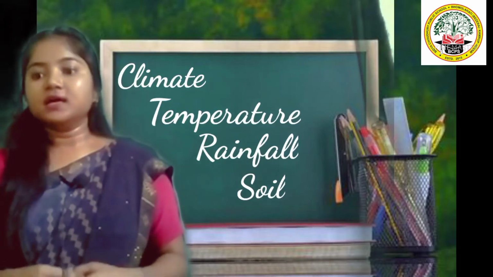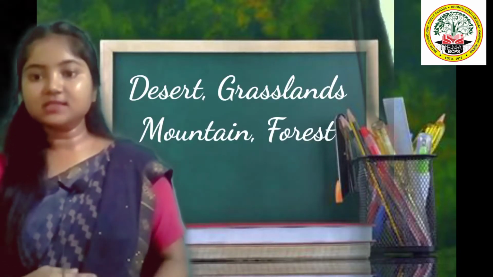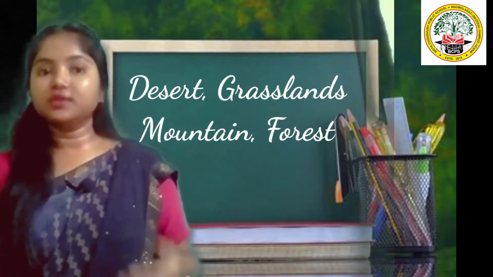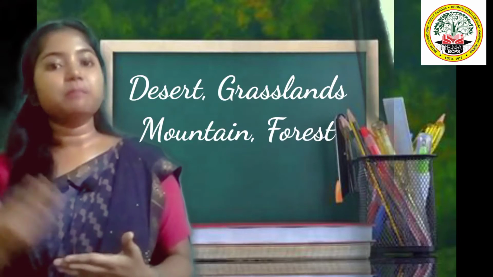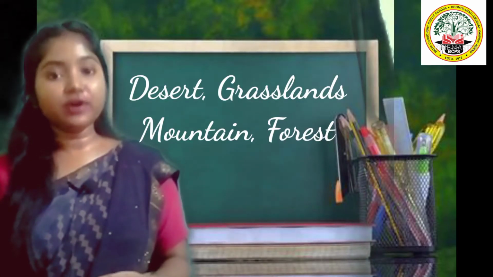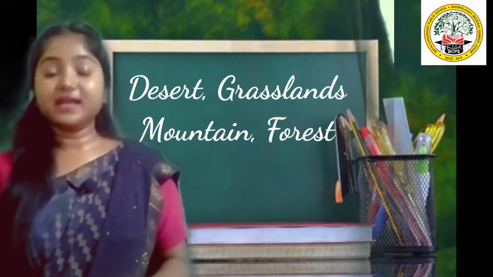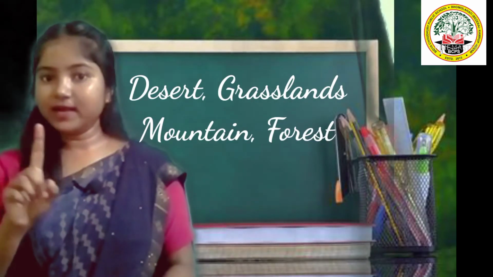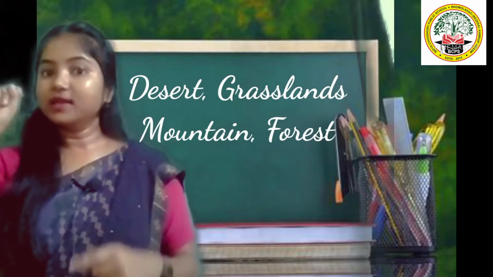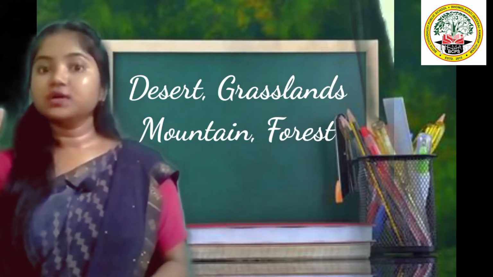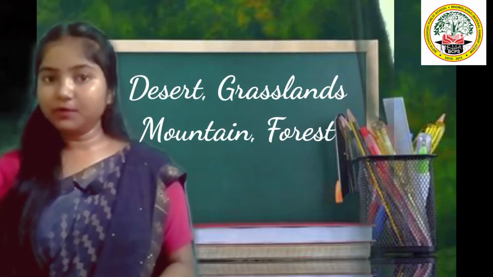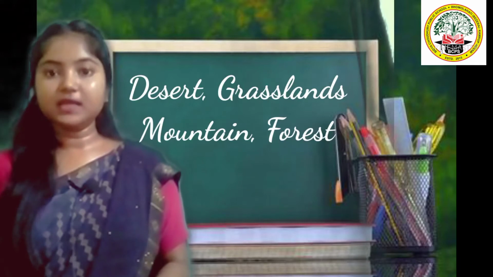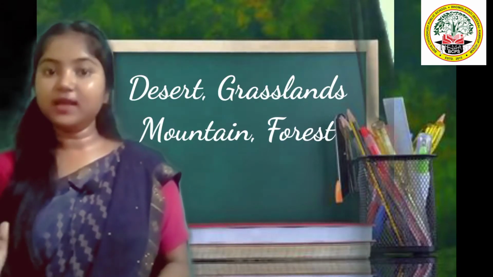Deserts, grasslands, mountains and forests are some of the terrestrial habitats. So what are the terrestrial habitats? Number one, desert. Number two, grasslands. Number three, mountains and forests. These are some types of terrestrial habitat.